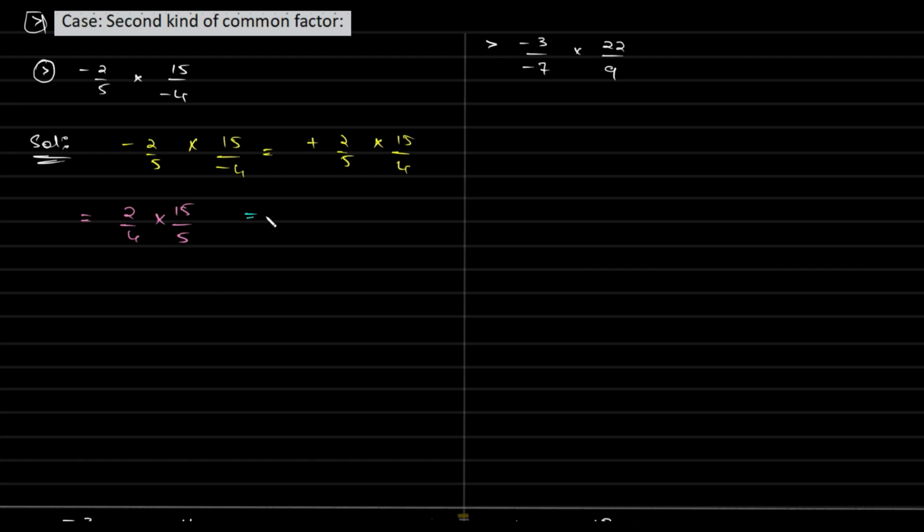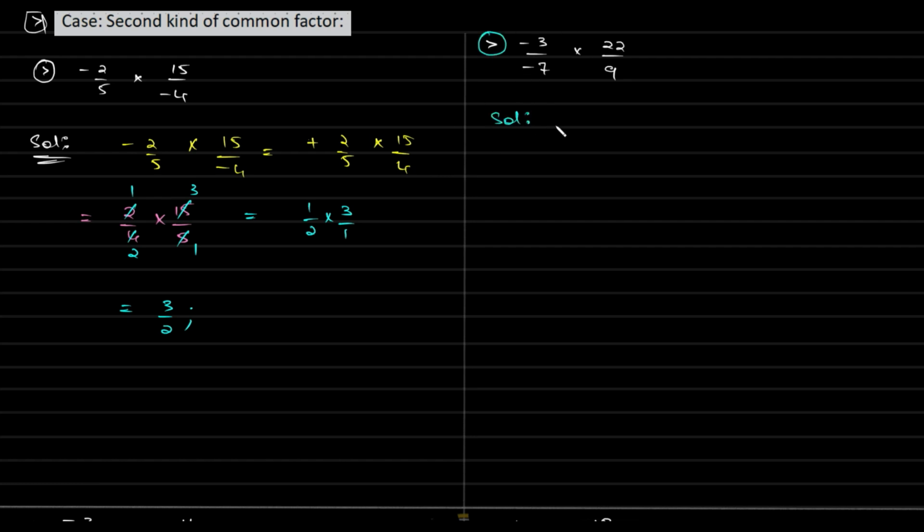So now can we cancel? Yes. 2 is your common factor. So 2 1s are 2, 2 2s are 4. 5 is your common factor. 5 3s are 15, 5 1s are 5. So we have 1 by 2 into 3 by 1. Fraction multiplication has to do with multiplying the numerators and denominators. So 3 by 2. That's it. Same thing again and again.